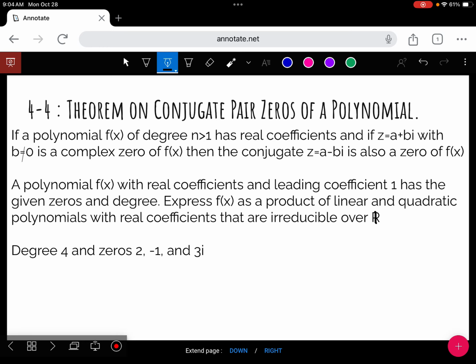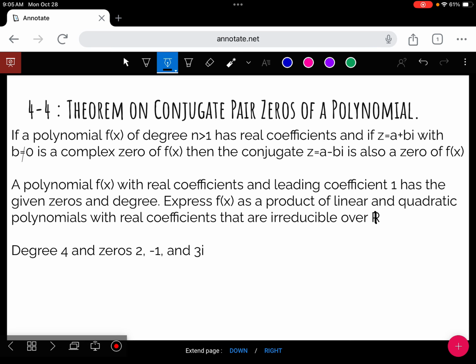All right. So we've got up here our theorem on conjugate pairs of zeros, and we've talked about this because this has to do with the i's in our roots when we have a factor that has an imaginary root, that they always come in pairs. This is just the wordy definition for that.